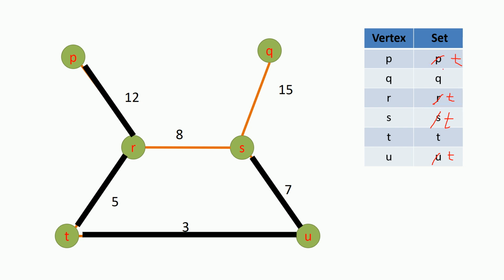The next and only remaining edge is the edge between Q and S, which has value 15. Since Q vertex currently belongs to set Q and S vertex currently belongs to set T, we are going to add that edge to our MST set as well. So this will be our final MST for this graph.